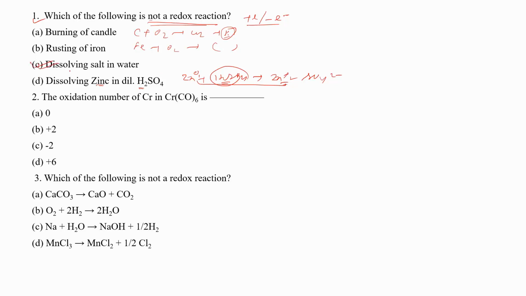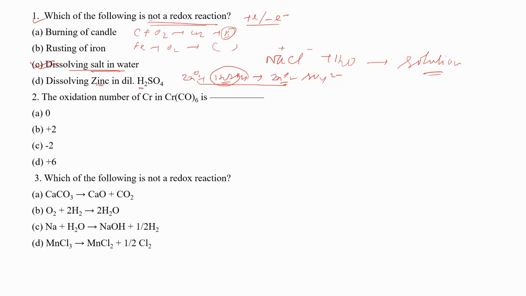But dissolving of salt in water. Suppose the salt is NaCl. NaCl always exists as Na+ and Cl- ions. So in water it will just form a solution, it just dissolves. It will not react with the water. So it is not a redox reaction, nothing is happening. Just NaCl is dissolved in the water and forms a solution.